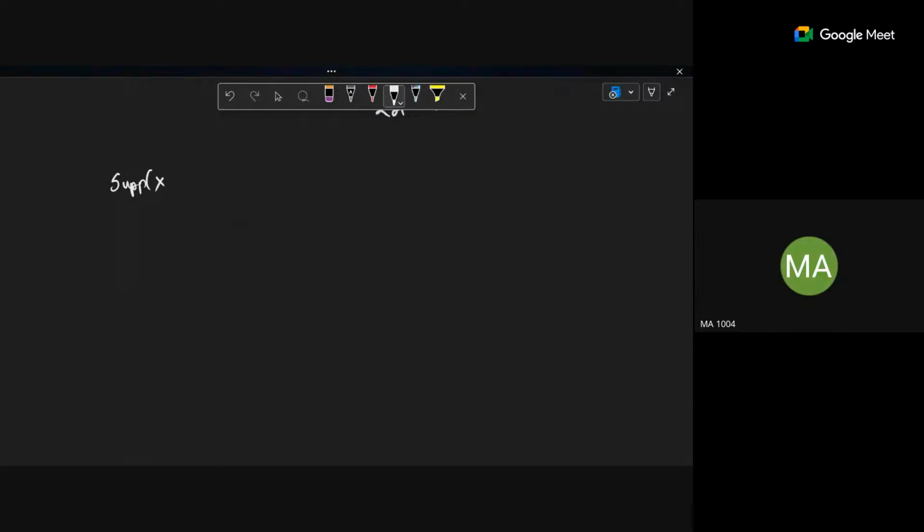Support of, let's say, x comma y in this particular example, will always be points x comma y belonging to R cross R, such that your PDF x comma y will take positive values on it. So in this particular case, what are the points for which this is taking positive values?